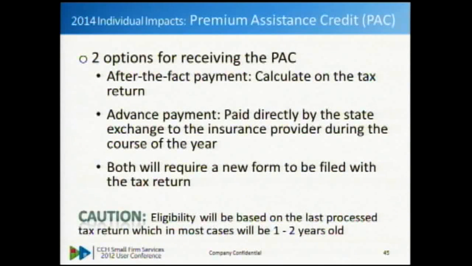Then they also have the advance payment, a little bit like the advance EIC you used to see, except instead of the payment going to the taxpayer, the state exchange will pay it directly to the insurance provider on behalf of the taxpayer. They will pay the premiums to keep the taxpayer from having to pay that out of pocket, up to the amount of the premium assistance credit. So if their premium is, let's say, $100 a month, they qualify for the premium assistance credit up to $80 a month.